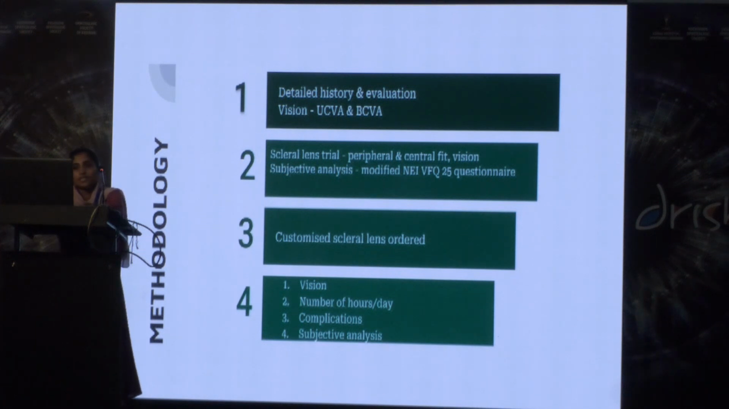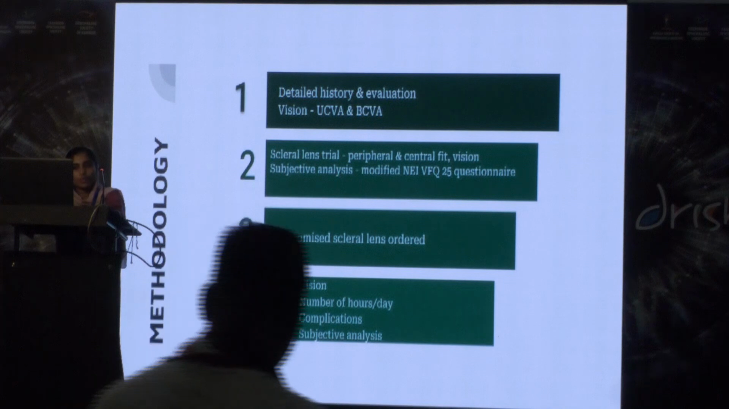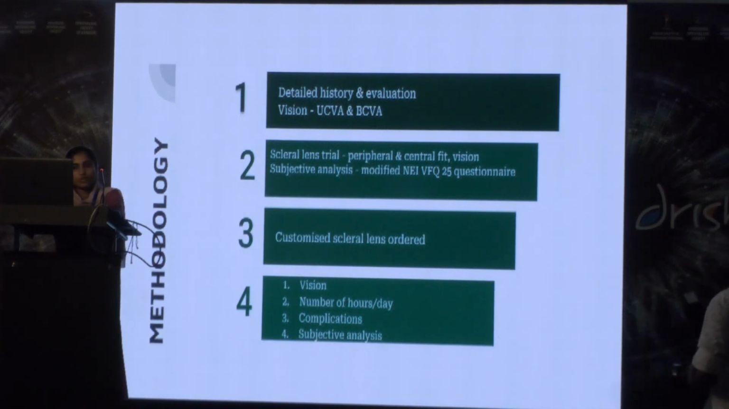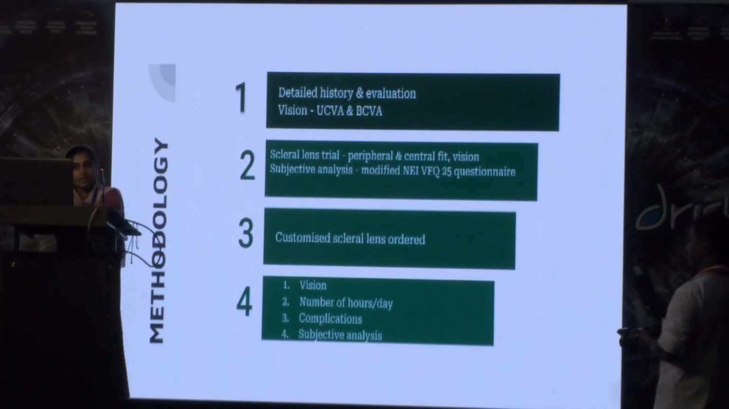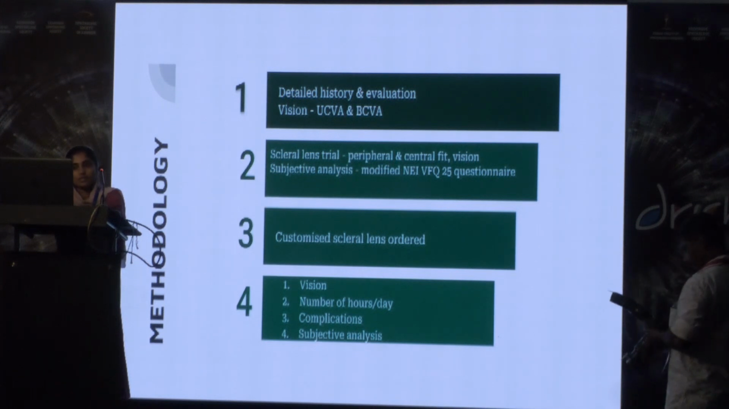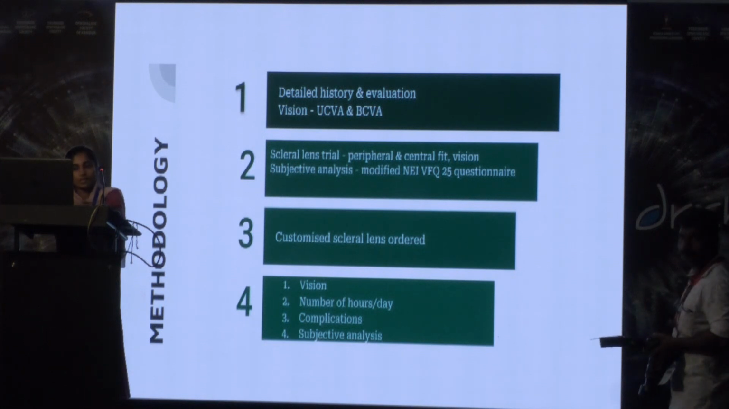Methodology. First, a detailed history and evaluation of the patient is done, including the anterior segment examination and posterior segment examination. The IOP is also recorded. The vision is recorded. Both the uncorrected visual acuity and best corrected visual acuity were recorded with a Snellen's chart, and it was later converted into logmar. The near vision was also recorded. Then scleral lens trial was done on these patients, in which we assessed the fit of the lens, both the central and the peripheral fit, and the vision with scleral lenses was recorded.